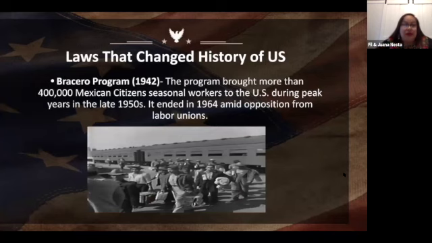So the Bracero program in 1942, and this one is near and dear to my heart. The program brought more than 400,000 Mexican citizens, seasonal workers, to the US during peak years in the late 1950s. So you see that there's a push and pull with immigration. When there is a need in the US for workers, they bring people to come and work, or they open the borders, or they say, come and work. The Bracero program is an example of that. And it ended in 1964 amid opposition from labor unions.